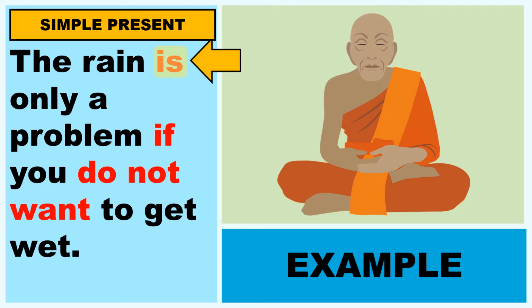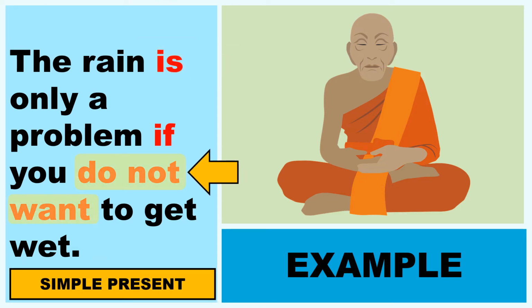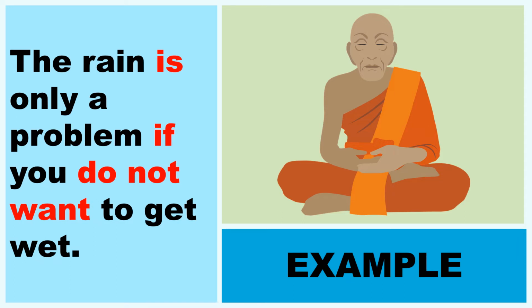The rain is only a problem. And then we also have the simple present in the subordinate clause, want. Of course, we have put this in the negation, so do not want. It's in the negative, but it's still in simple present. So both clauses in simple present with the subordinate clause that has an impact on the independent.